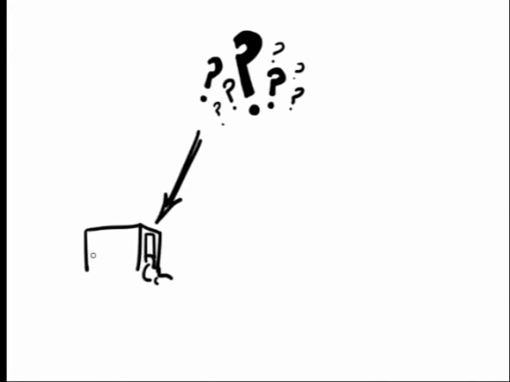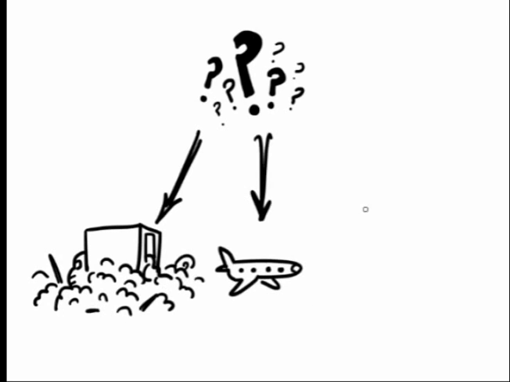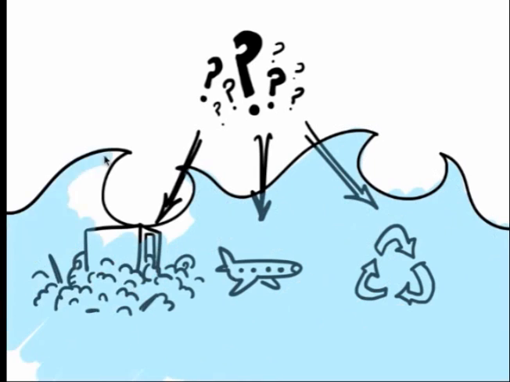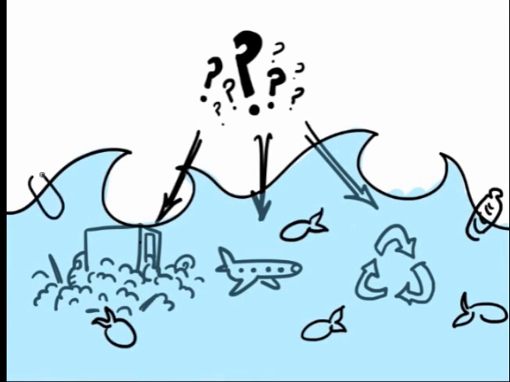So where is all this plastic going? Some of it goes to landfills, some of it is exported, and some of it is downcycled. But most of the plastic we throw away ends up in the ocean, where it pollutes the environment and causes deaths to thousands of animals.